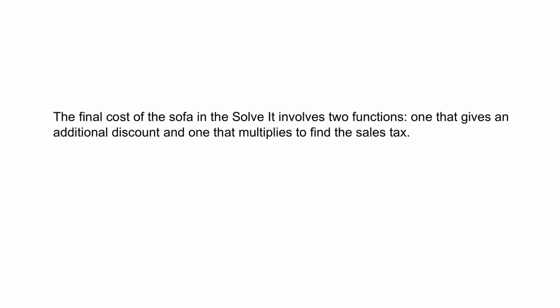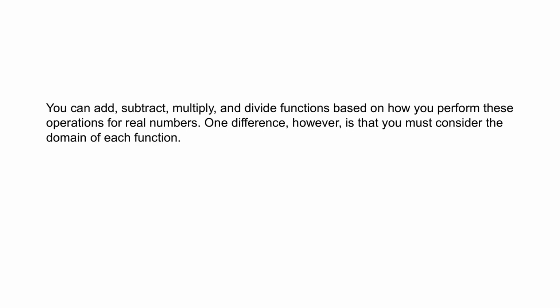The final cost of the sofa involves two functions, one that gives an additional discount and one that multiplies to find the sales tax. You can add, subtract, multiply, and divide functions based on how you perform these operations for real numbers. One difference, however, is that you must consider the domain of each function.